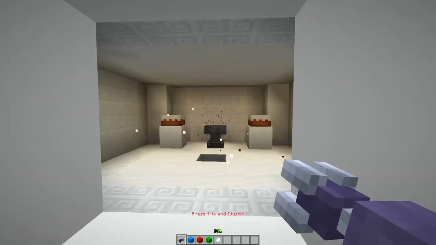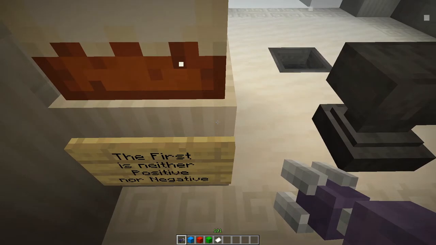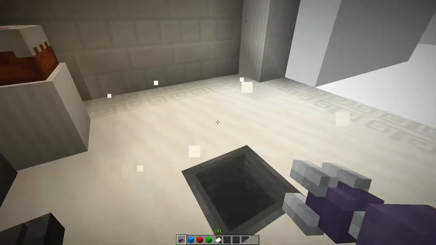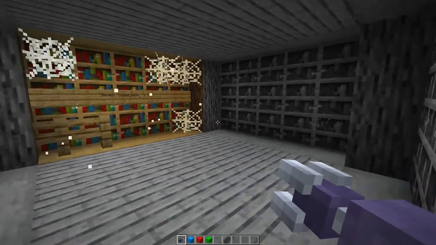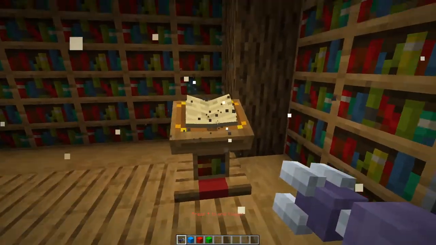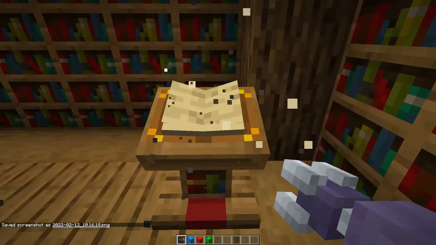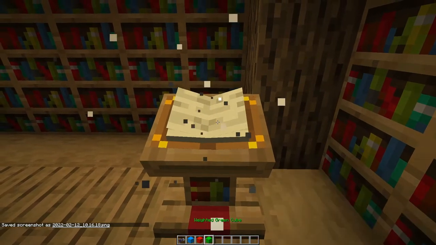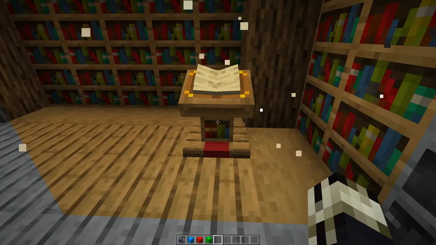Yes, that's what alien means. The first is neither positive nor negative. That actually makes for kind of a cool screenshot there. Oh, there we go. A library. Rules: respect others, keep volume down, put books back when they're done. You may not borrow any more than 5.